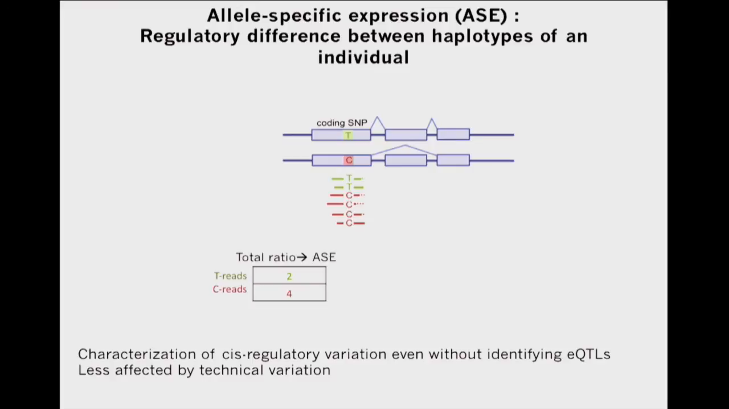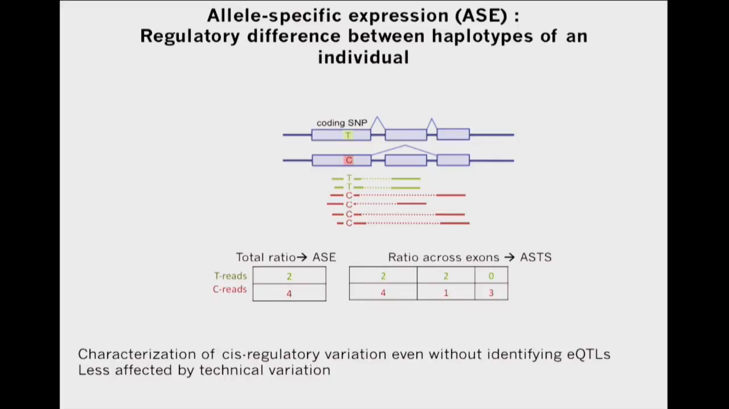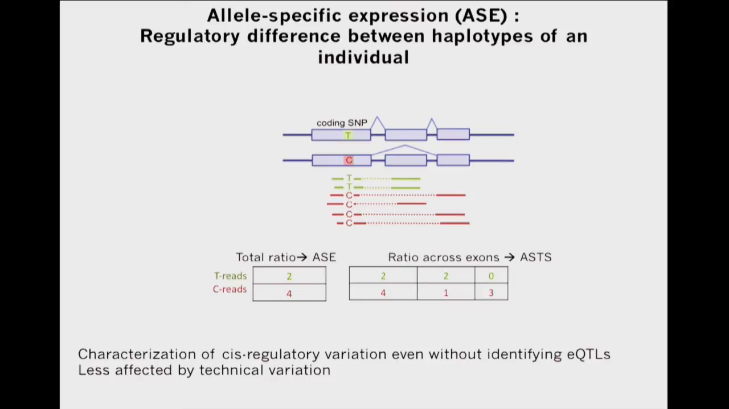I've also developed an extension to this to look at allele-specific splicing, so that you would look at how these reads carrying the different alleles are distributed across the exons of a gene. And this really allows us to characterize cis-regulatory variation even when we haven't identified the eQTL. So in the most common case, these kinds of signals would be driven by this individual being heterozygous for an eQTL or some regulatory variant somewhere.